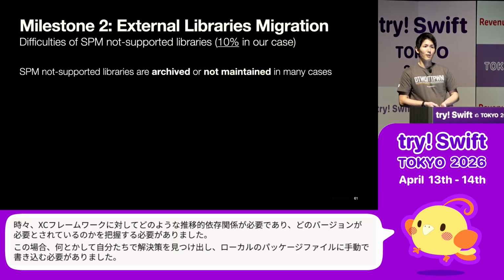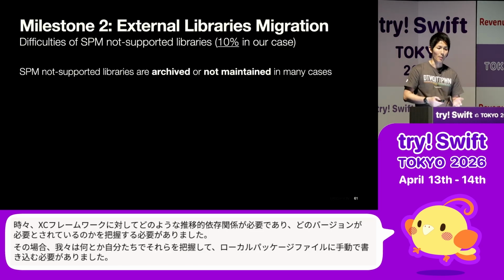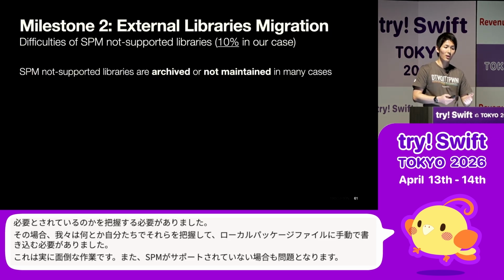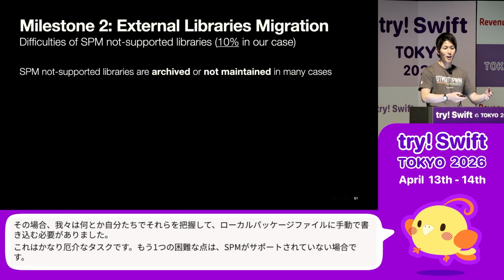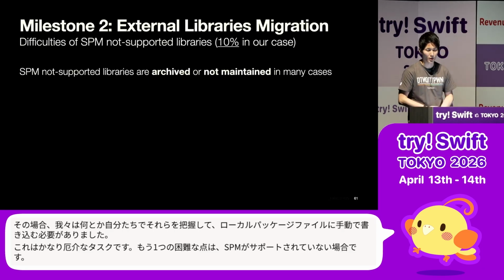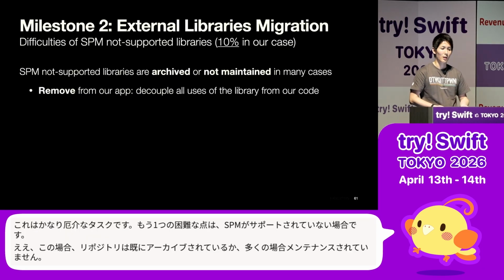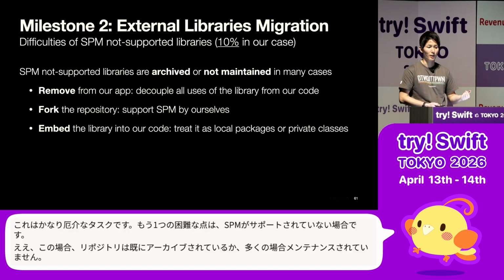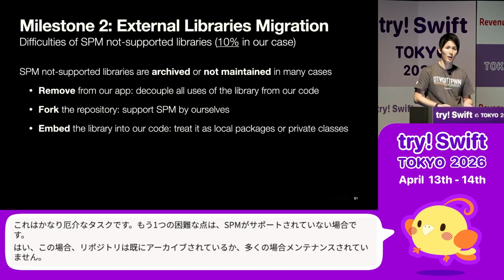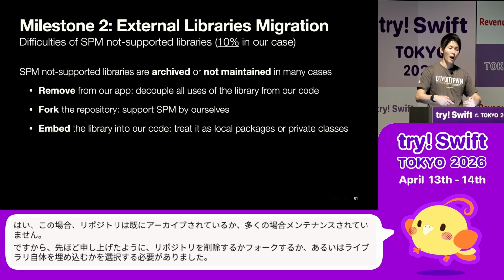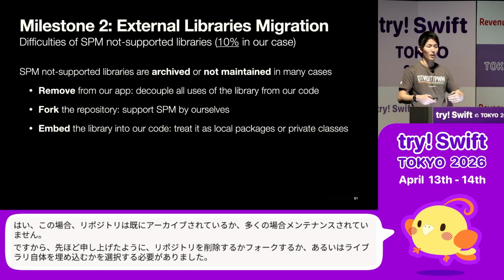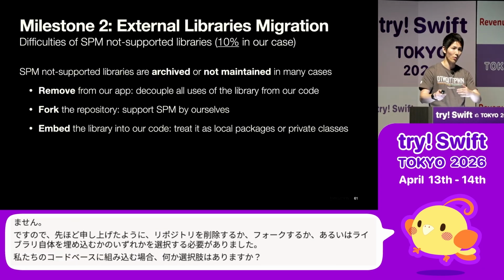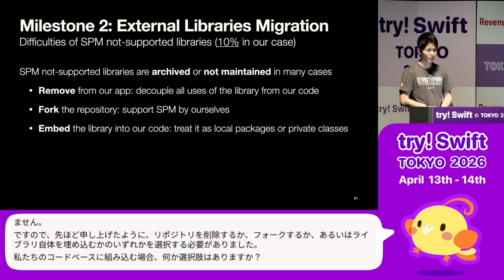Also, another difficulty is the SPM not supported case. In this case, the repositories are already archived or not maintained in many cases. So as I said, we needed to choose to remove or fork the repository or embed the library itself into our codebase. Any choice has defined pros and cons, so we needed to carefully choose which option we should take.